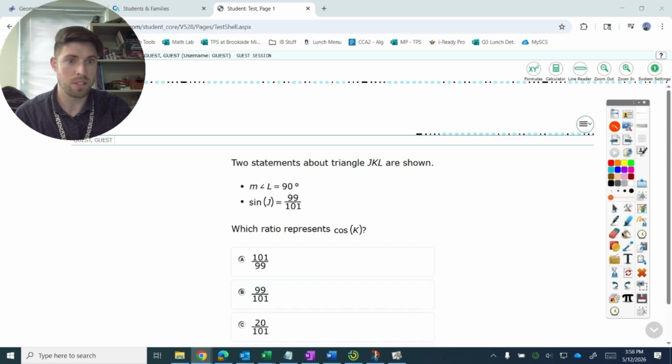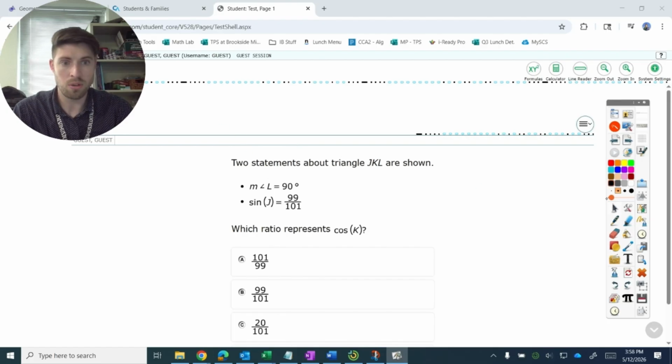All right, so today what we're going to do is work through the geometry EOC from 2025 that was released. So this was last year's geometry test. And I'm going to focus as I try to solve this on more strategy, not necessarily always on content, but just how do we approach these problems and what do we do about this, right?